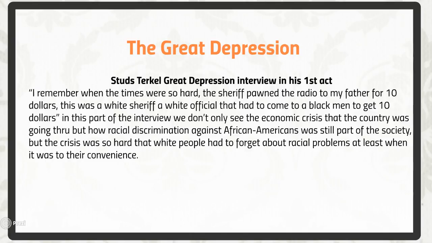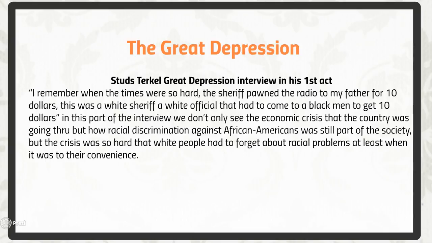If we look at Studs Terkel's Great Depression interview in his first act, he says, "I remember when the times were so hard, the sheriff pawned the radio to my father for $10. This was a white sheriff, a white official, that had to come to a black man to get $10."